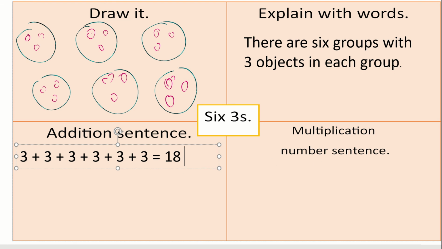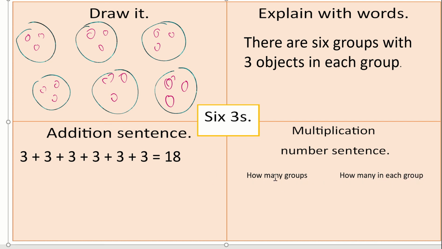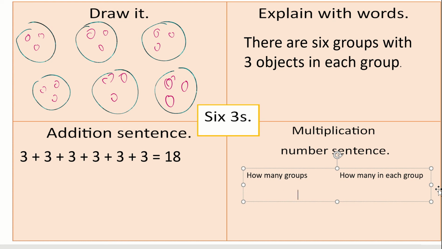Now we're going to do our multiplication number sentence using the multiplication sign. So again, we're thinking about how many groups and how many in each group. Give myself a bit of room there. Apologies. There we go. So how many groups are there? Well, we know there are 6 groups. We've got that, we've drawn it. 6, multiplication sign, times, how many in each group? 3. There are 6 groups of 3.